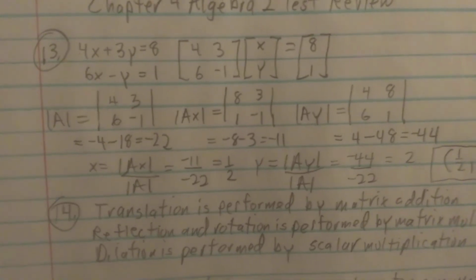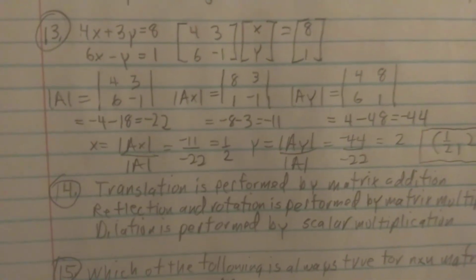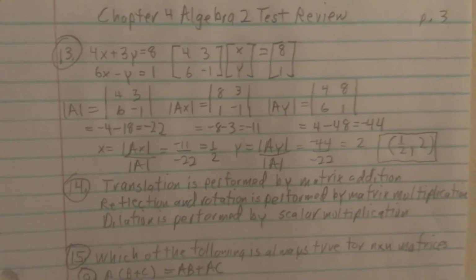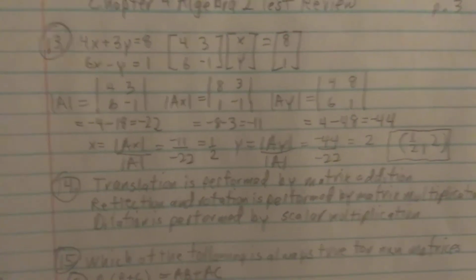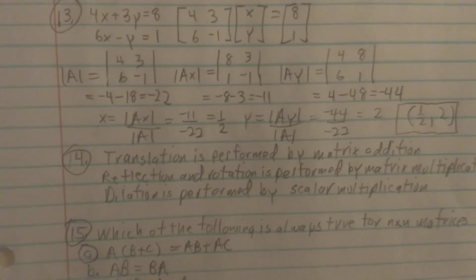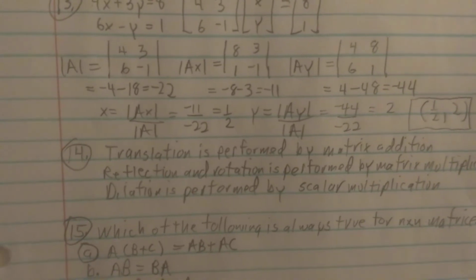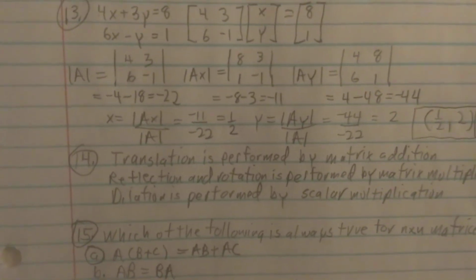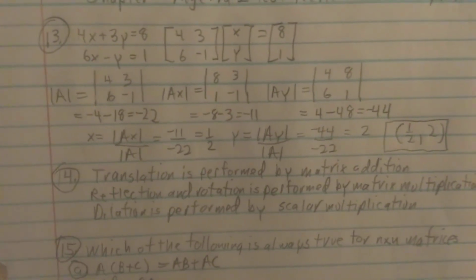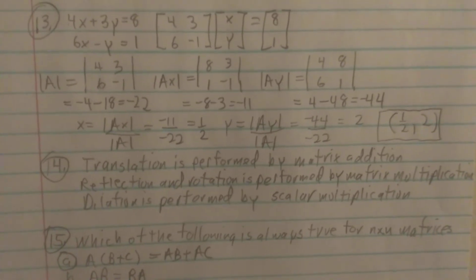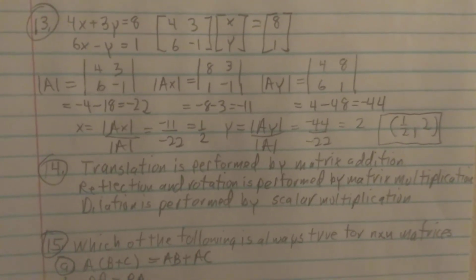And for problem 13, we have 4x plus 3y equals 8, 6x minus y equals 1, giving us the A matrix of 4, 3, 6, negative 1 times x, y equals 8, 1. So the determinant of A is 4 times negative 1 minus 6 times 3, or negative 4 minus 18 is negative 22. The determinant for A sub x is placing 8, 1 in the first column. So we have 8 times negative 1 minus 3 times 1.